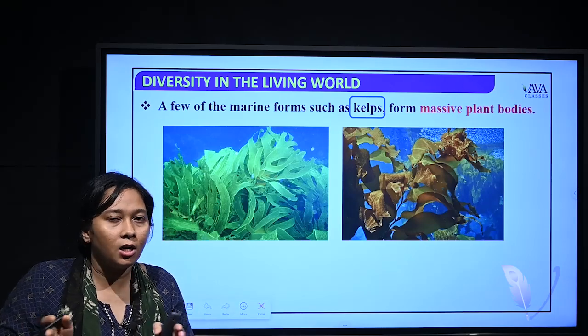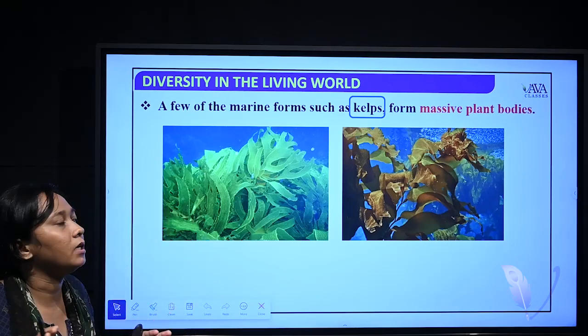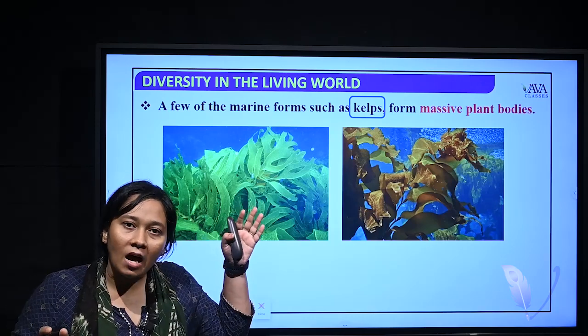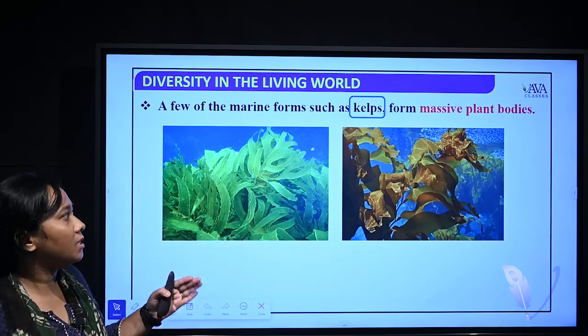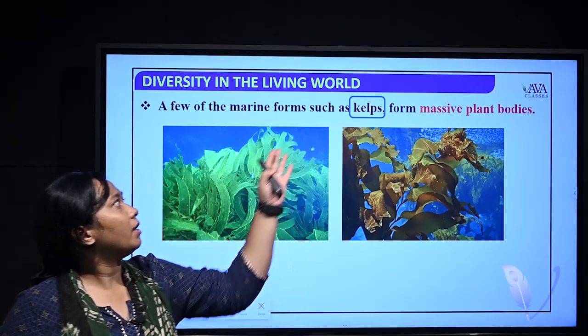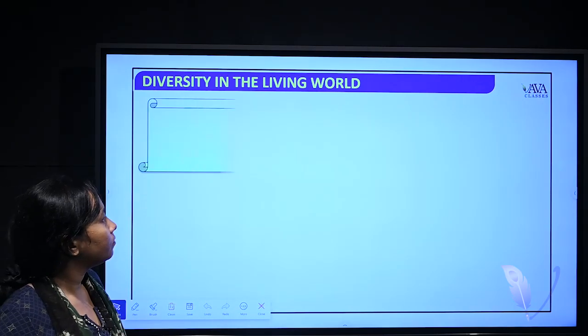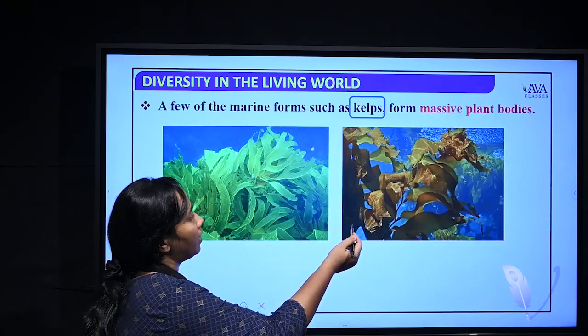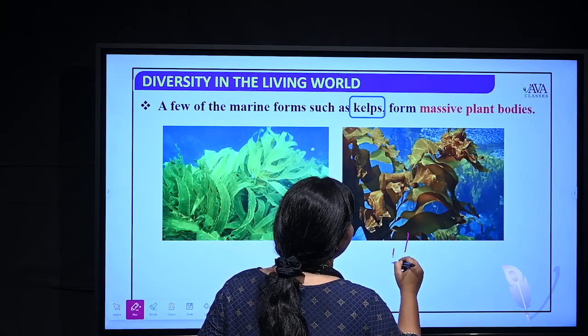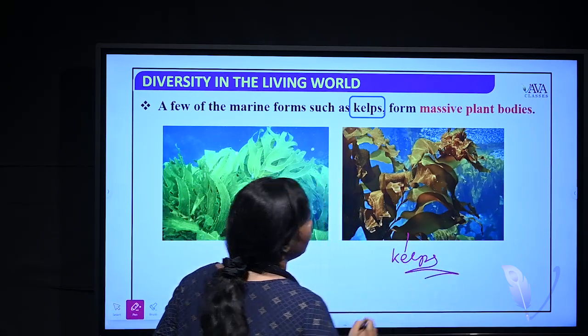They are generally not plants or trees, you might be thinking, but they are generally the algae. Okay, massive algae. For example, kelps, it is one type of brown algae. This is kelps, brown algae.